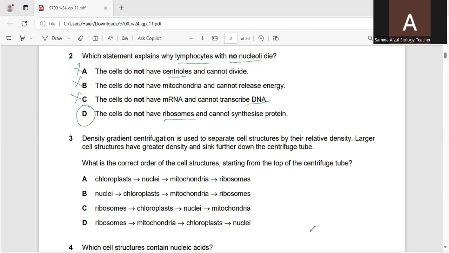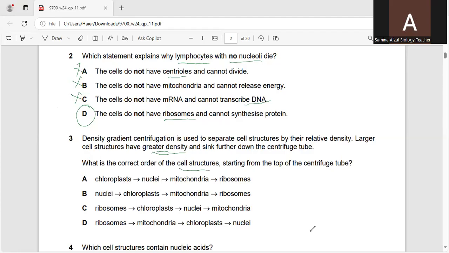Third is, density gradient centrifugation is used to separate cell structures by their relative density. Larger cell structures have greater density and sink further down the centrifuge tube. What is the correct order of the cell structures starting from the top of the centrifuge tube? So we have to start from the lightest cell structure.